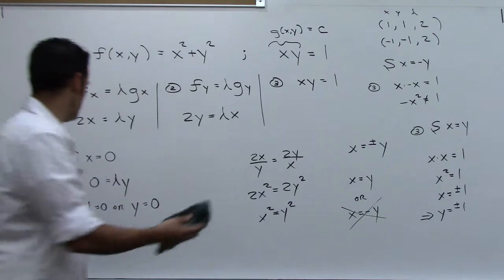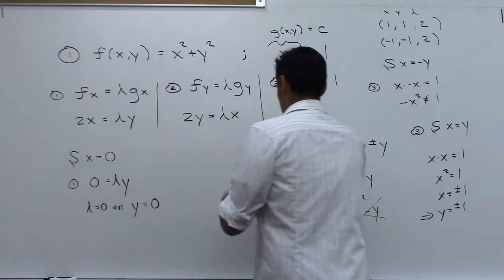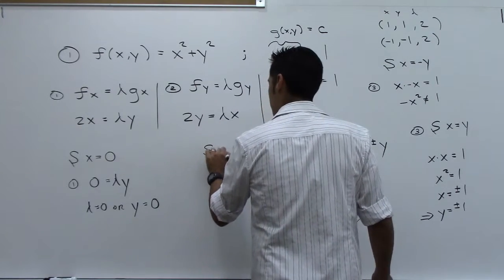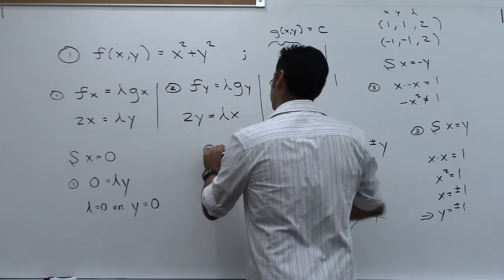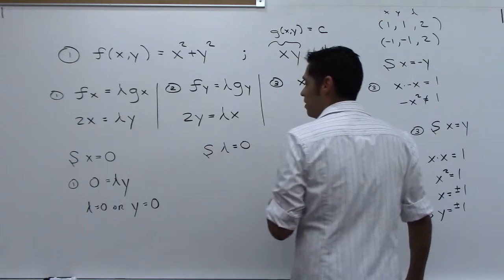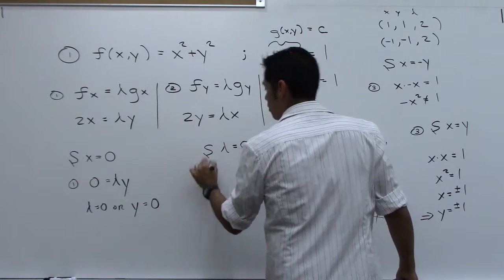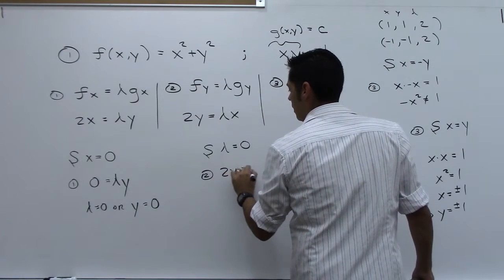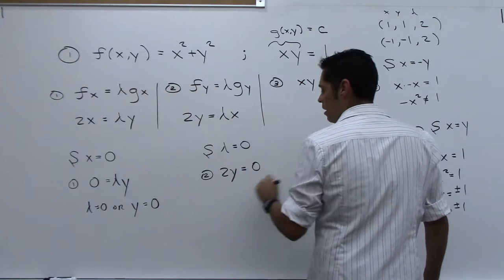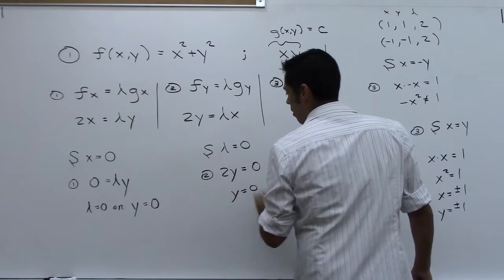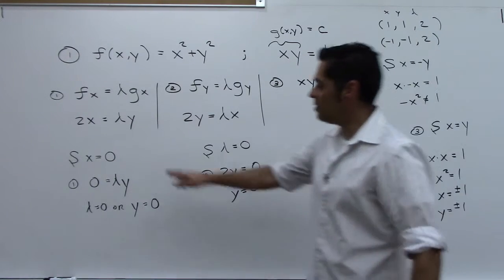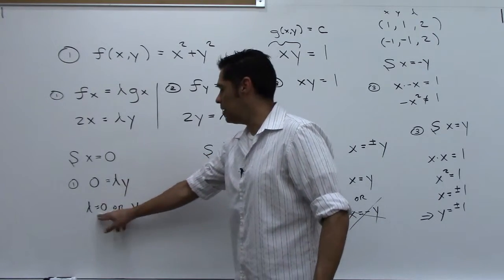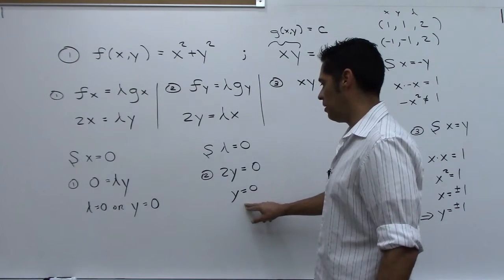So let's look at those two cases now. Suppose lambda is 0. If lambda is 0, equation 2 becomes 2y equals 0, because this is 0. And that means that y has to be 0 also. So if x is 0, lambda could be 0, which would mean y has to be 0.